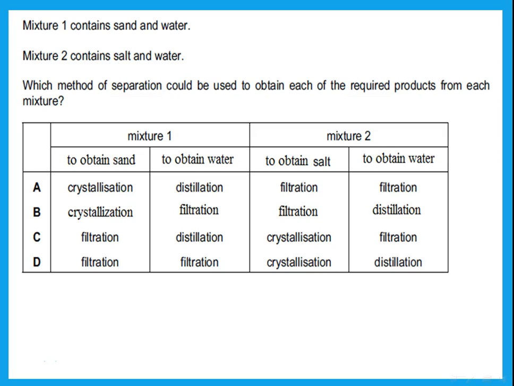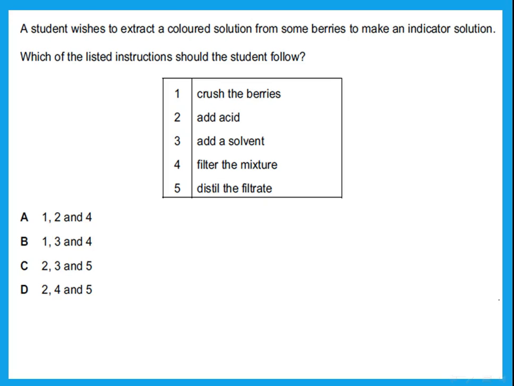If I want the salt, I should do crystallization. If I want the water from the solution, can you see the difference? In mixture 1, it was water from a mixture of something that doesn't dissolve in the water anyway, so filtration is fine. But in mixture 2, I want the water from a solution, so I use distillation, so my answer is D. Remember that your answer is the one in which everything on that answer is correct.